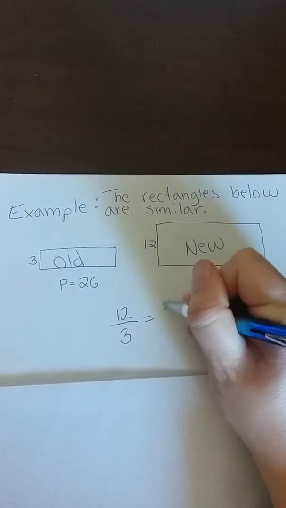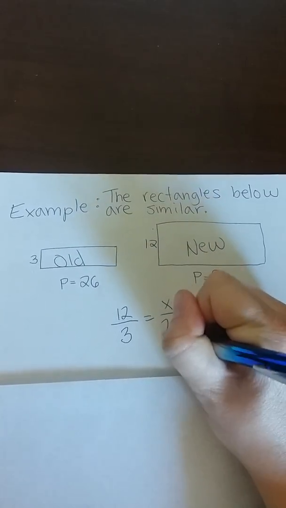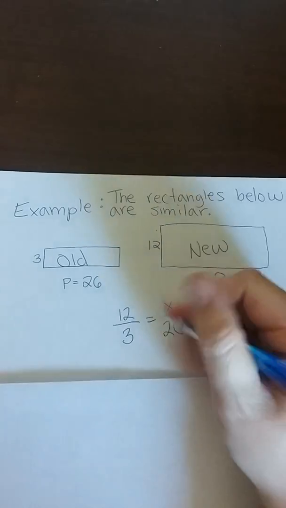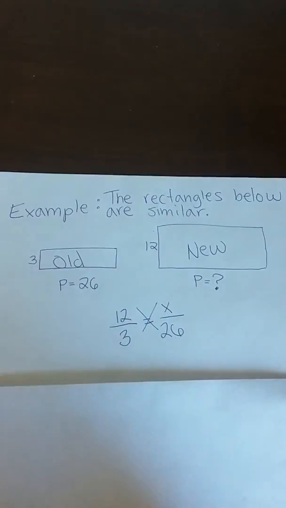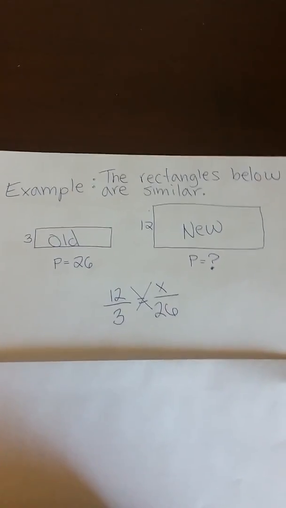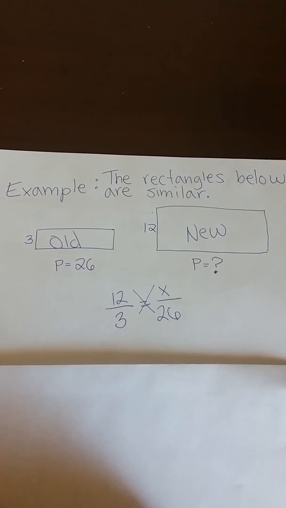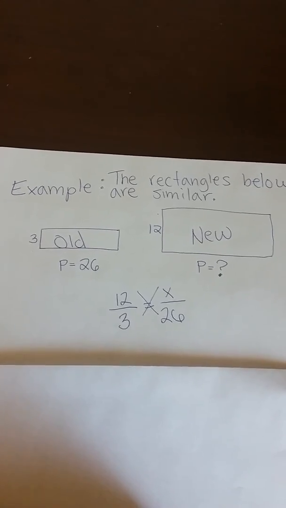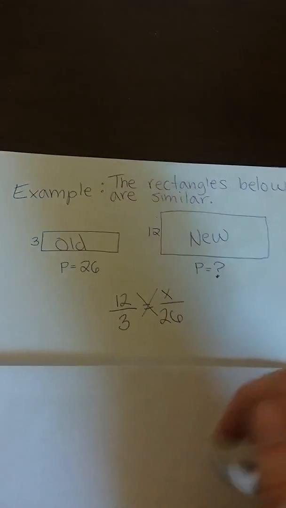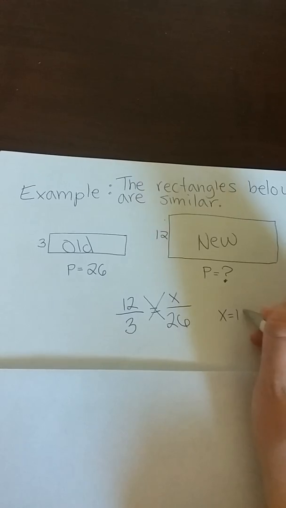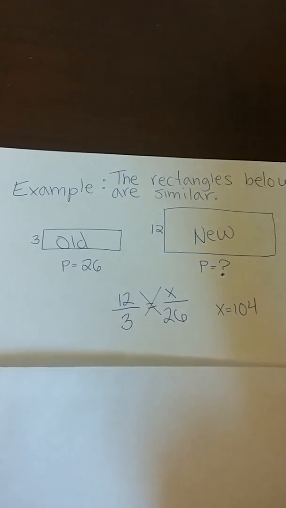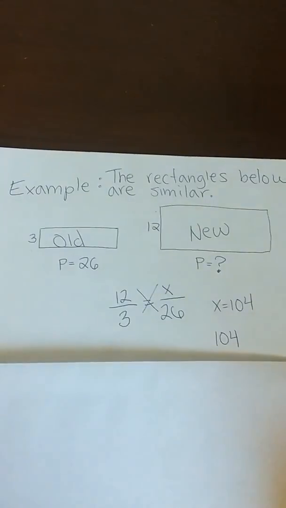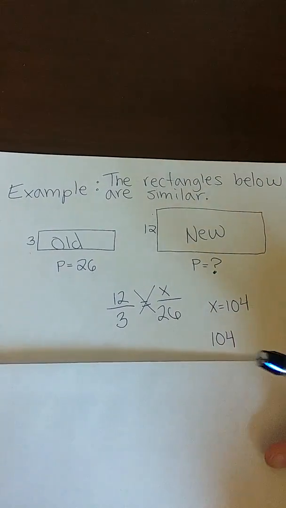So perimeter, I don't know. The other perimeter is 26. I have new over old, new over old. I cross multiply this. So I multiply my diagonals, and then I divide to get x alone, and I wind up with 104. So that means the perimeter of the bigger one is 104. I can just write 104 if this was a homework problem.